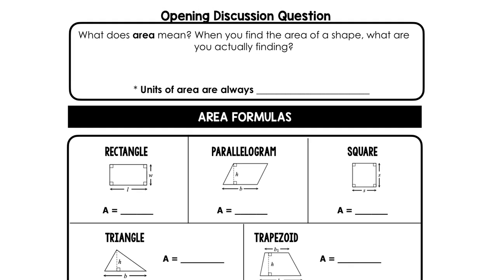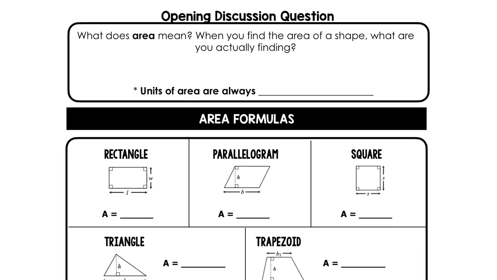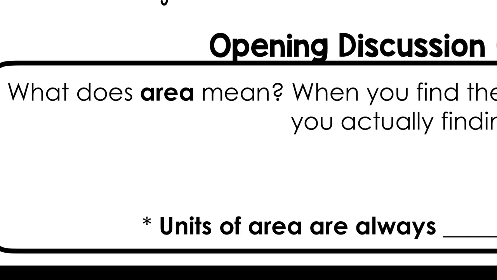I'm not going to spend too much time talking about each formula and each shape because I'm sure that you've done this before. We've actually done some of these shapes already this year in geometry. We've talked about area of triangles and rectangles and whatnot. So just to review, what does area actually mean?